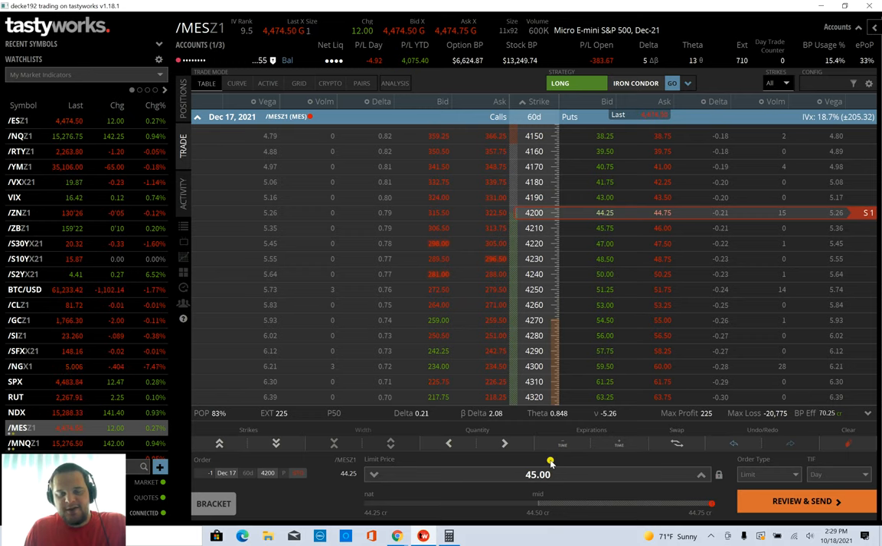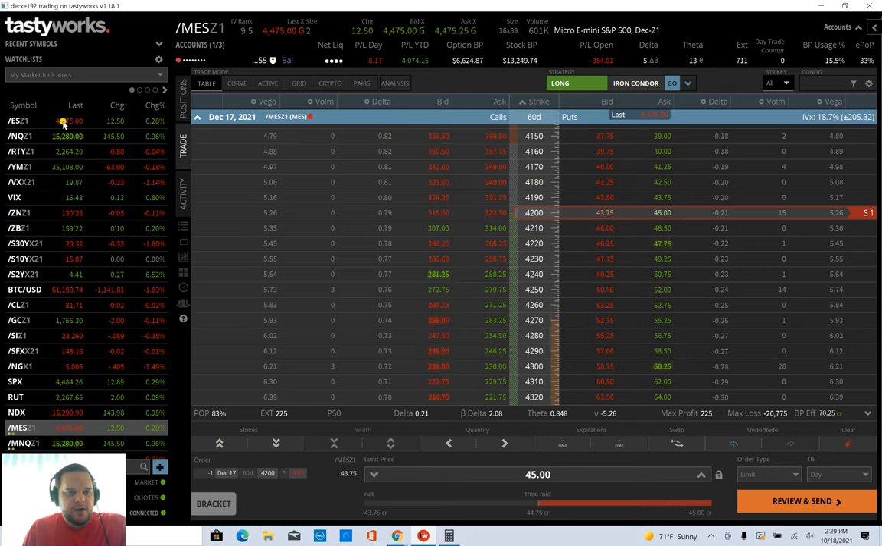Every point in the MES is worth $5. So you can see that if you take 45 and you multiply it by 5, you would get 225. So that is my max profit if I were to just open up this short put. And my max loss here is 21,000, and that would be the notional value of MES. So it's about 4,500 points, which is the last tick of the MES. Multiply that by 5, and that is your notional value.